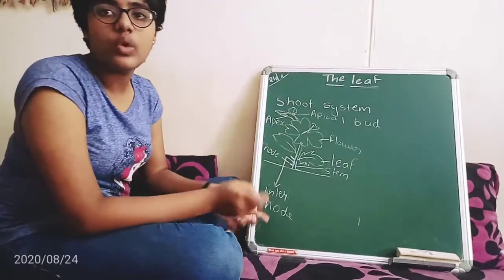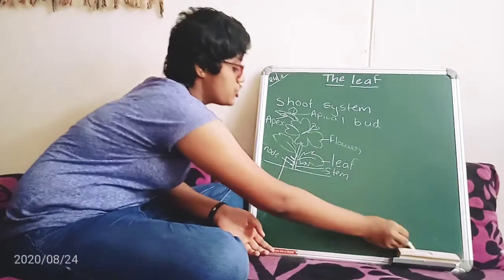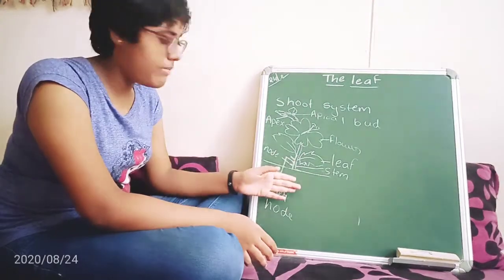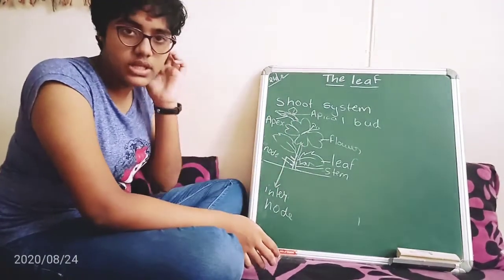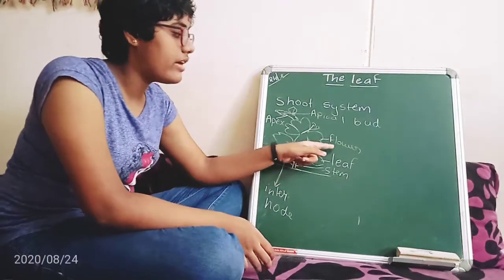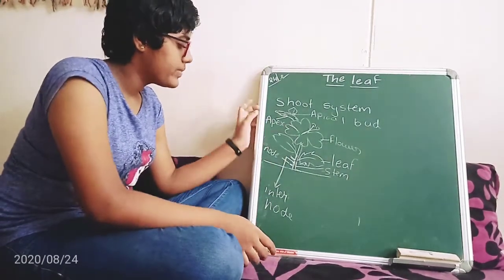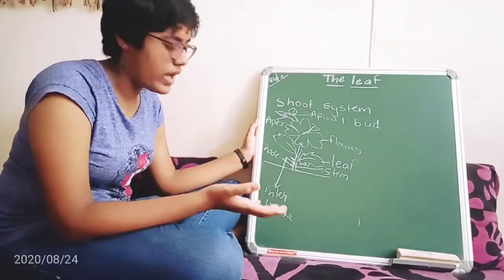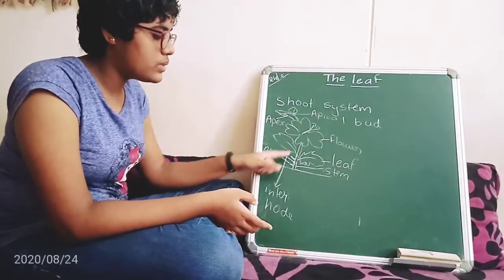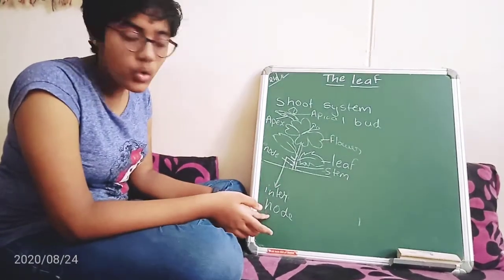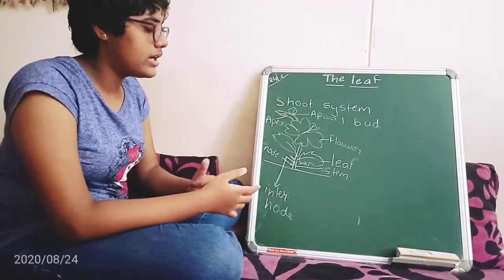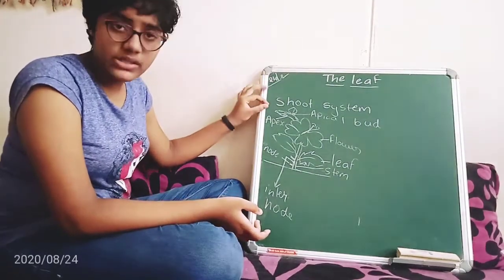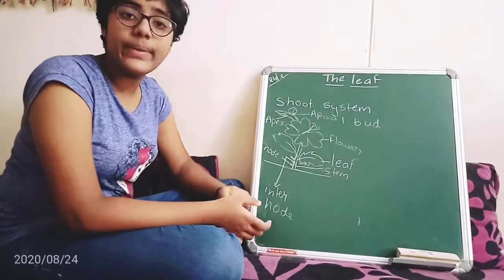Okay. Once again, we'll revise what are the parts of the shoot system. See, the leaf, which is the greenish part of the plant, and the stem, the main supportive part, and the next one is the flower, the colorful part, and the nodes, from which a flower or a leaf is going to arise. And the next, the space between two nodes is known as the internode, and the tip of the stem is known as the apex, and if a bud grows over there, that bud is known as the apical bud.